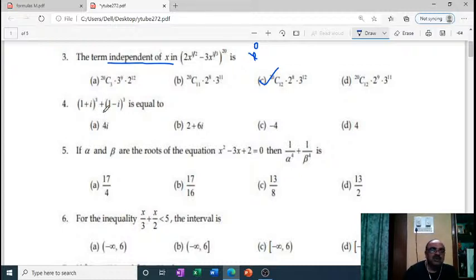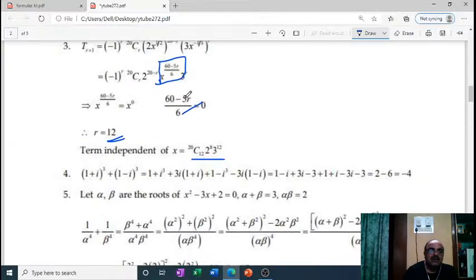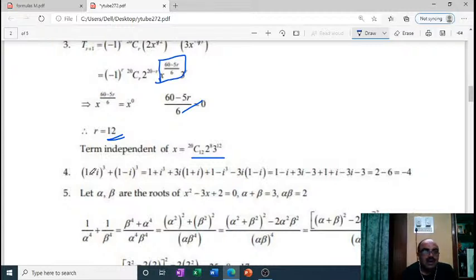(1 plus i) whole cube plus (1 minus i) whole cube is equal to? We need to expand this. How? (a plus b) whole cube is a cube plus b cube plus 3ab into (a plus b). Is this clear? Similarly, (a minus b) whole cube is a cube minus b cube minus 3ab into (a minus b).